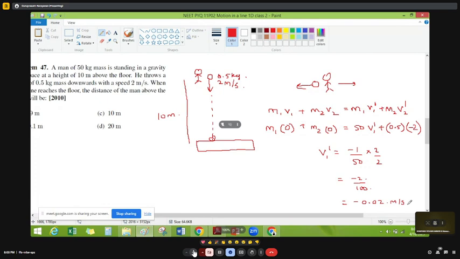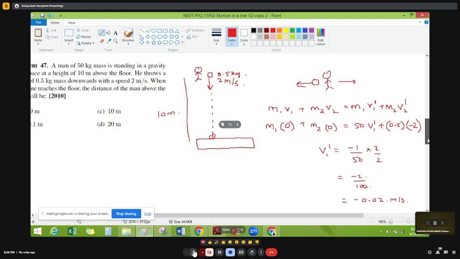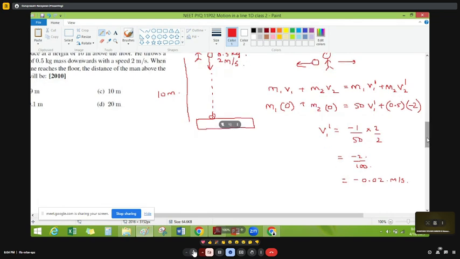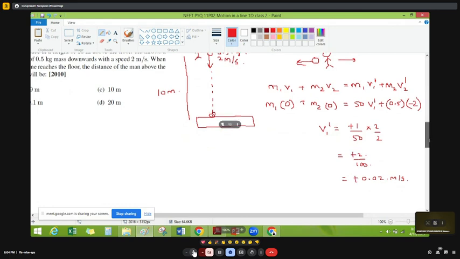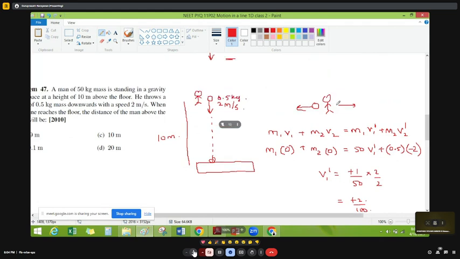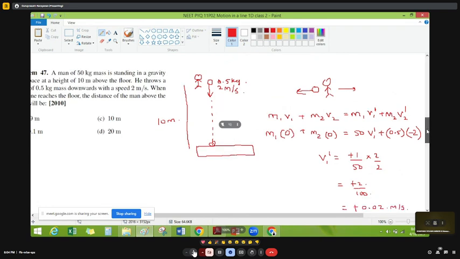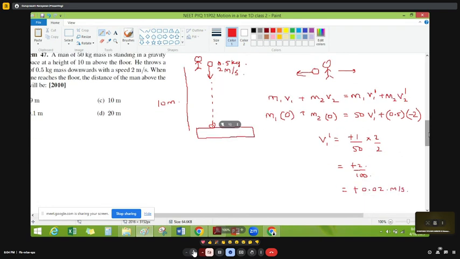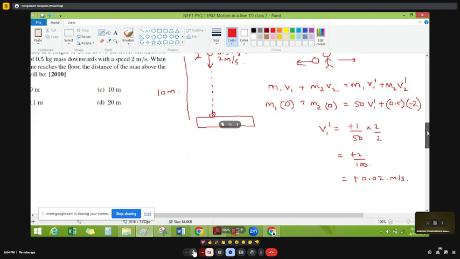Is that correct? I hope I am not making any mistake here. 0.5 into 2 is 1. So 1 divided by 50. Everyone okay with that? I think this minus, when it goes on the other side, will become plus. Nobody is correcting me. So I should know that if I throw this way, I will be going in the opposite direction. Okay. That means I should get a positive value. So this makes sense.